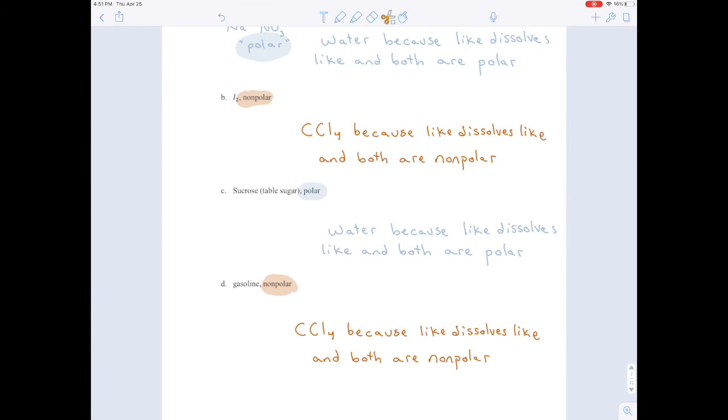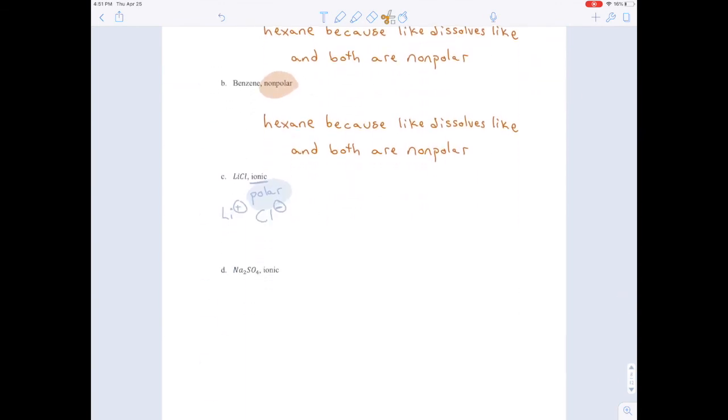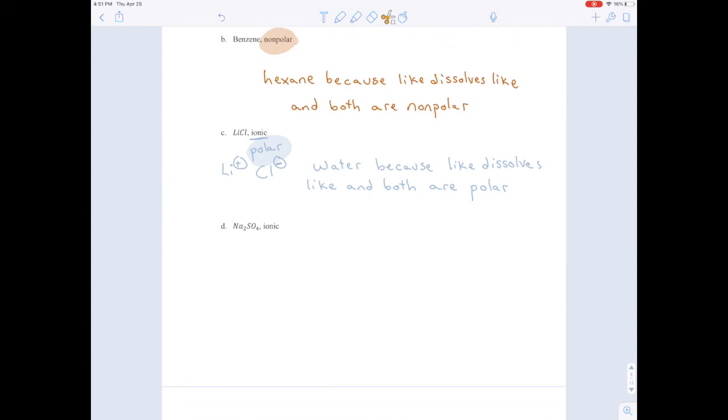So we can take that up here. We've seen this line of reasoning before. Water, because like dissolves like. So we may never have heard of lithium chloride, but we know if we put it in water, it's going to dissolve. Finally, Na2SO4, that is sodium sulfate.